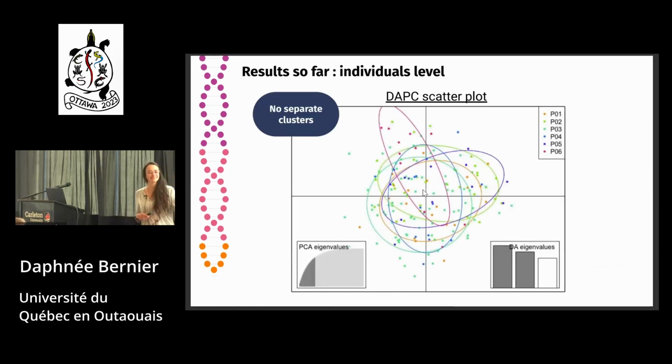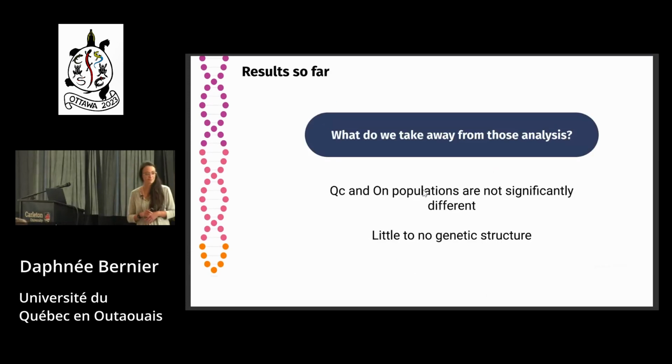Contrary to Breyer's result, here are my scatter plots. If there were any genetic groups, the circles would be separate. In my case, they do not have separate clusters, which confirms that Ontario and Quebec do not seem to be different. So overall, Quebec and Ontario populations are not significantly different, and there is little to no genetic structure from my standpoint.